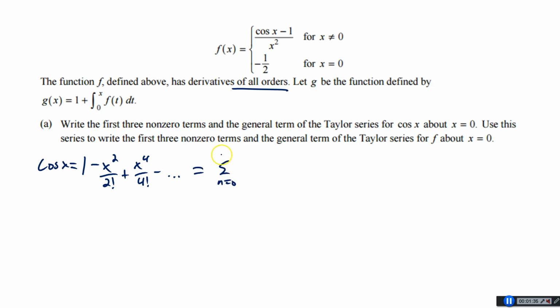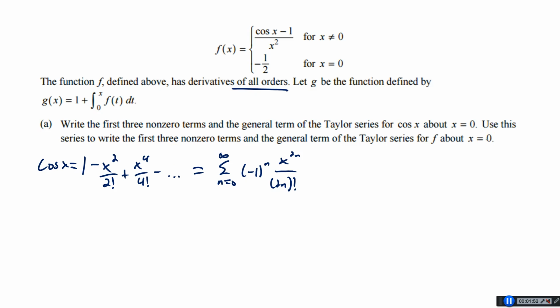So it's sigma from n equals 0 to infinity, because hopefully you know this. It's negative 1 to the n, x to the 2n over 2n quantity factorial. So you could just put that after the dot dot dot, but I like to put it in terms of sigma. So they want us to use that to write the first three non-zero terms and the general term for the Taylor series for f.